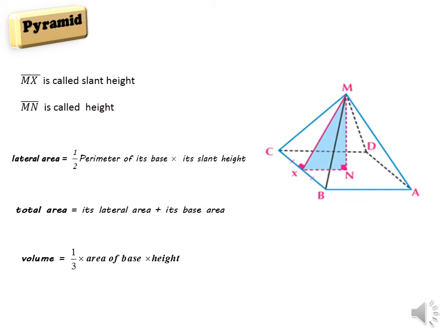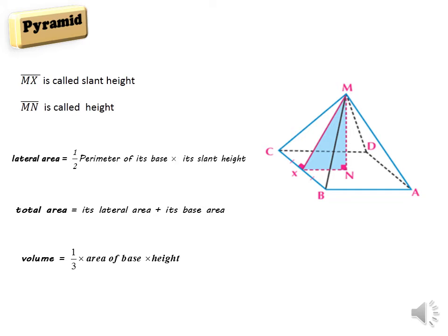But the height of the regular quad pyramid will be the perpendicular line which joins the vertex of the pyramid and the center of the base. So MN is considered to be the height of the pyramid. Here we have the last side XN, which represents half the length of the base, because it is the line joining the point of intersection of the diagonals, the center of the regular quad. That means the base is in the shape of a square, and the center will be the point of intersection of the diagonals. Of course, XN will be half the length of the base.